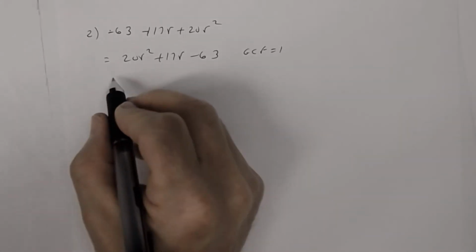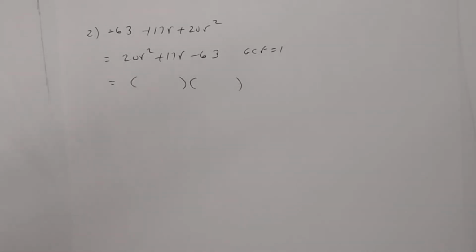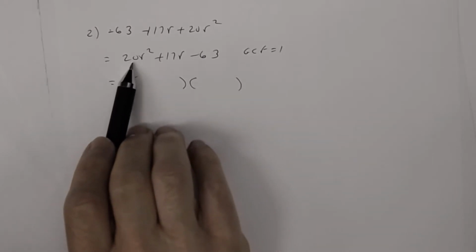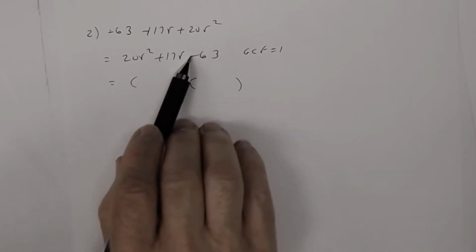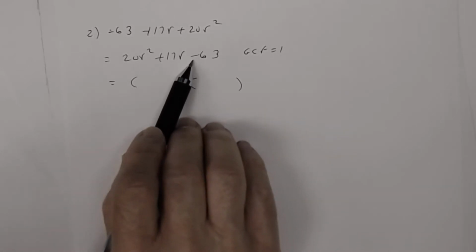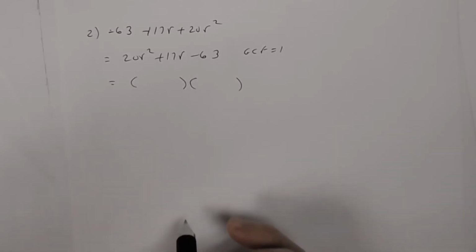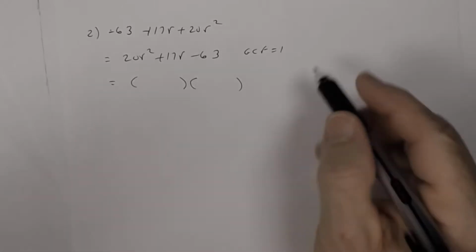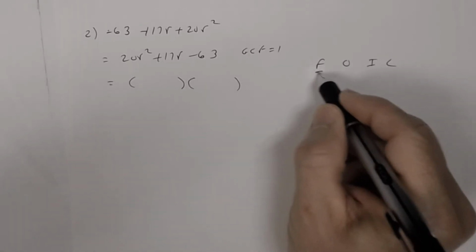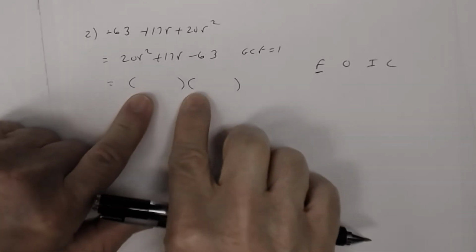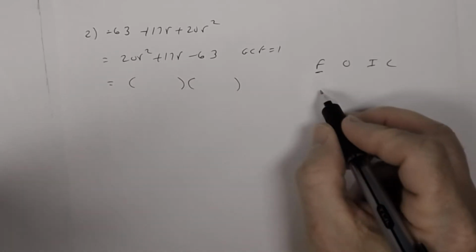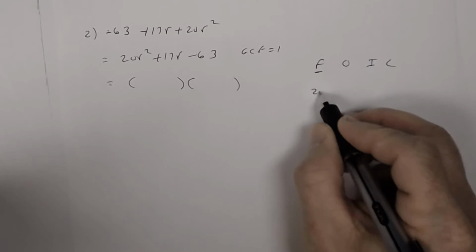So since the GCF is 1, I'm going to go directly to the two binomials. Now this is not as easy as some of the other ones you've had before because notice that the leading coefficient 20 is not prime, and the absolute value of negative 63, which is 63, is not prime either. So I may do multiple trial and errors several times before I get the right one I need. So let's think about 20r squared. Remember FOIL. We're going to look at F first. What two factors multiply together to give 20r squared? Let's think about 20 for a moment. Well, there's 20 times 1.